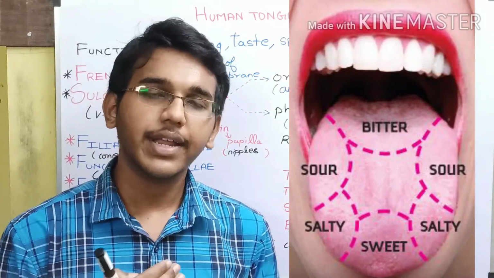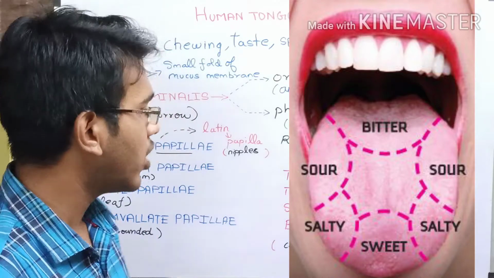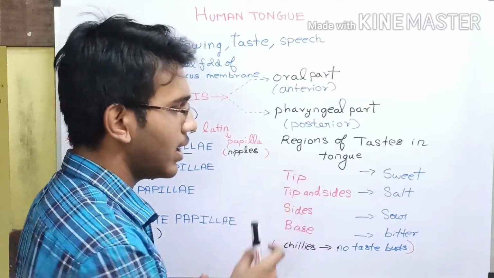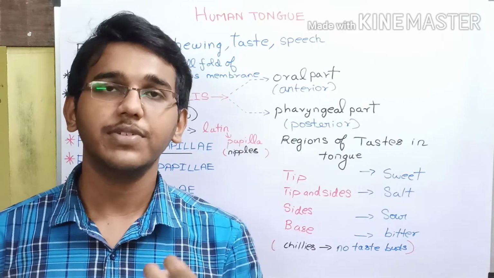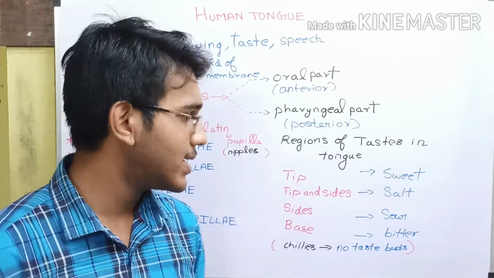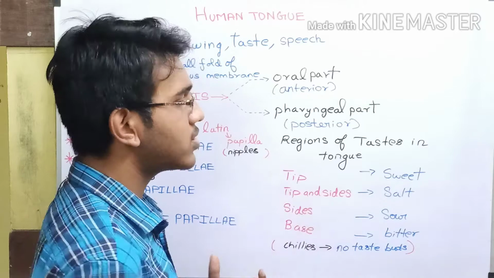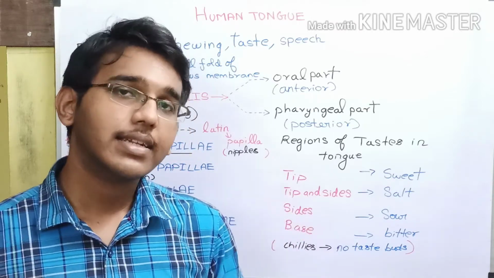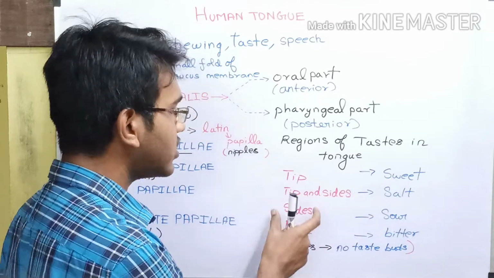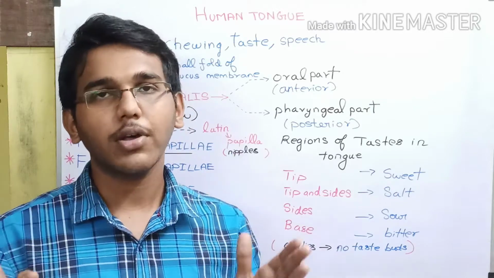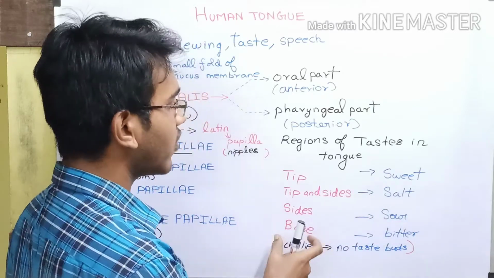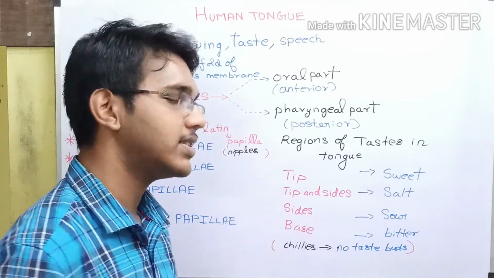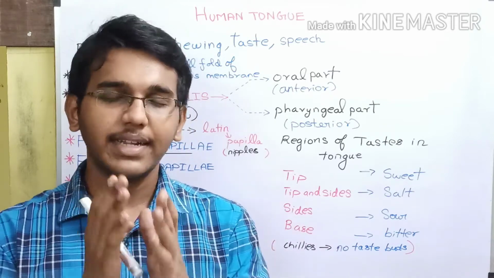Let us discuss the regions of taste present in the tongue. If you see, the tip of the tongue contains more specific taste buds which can easily recognize the sweet taste, and the tip and sides constitute the taste buds which can easily recognize the salt taste, and the sides of the tongue contain more taste buds which recognize the sour taste, and the base of the tongue contains taste buds which easily recognize the bitter taste.